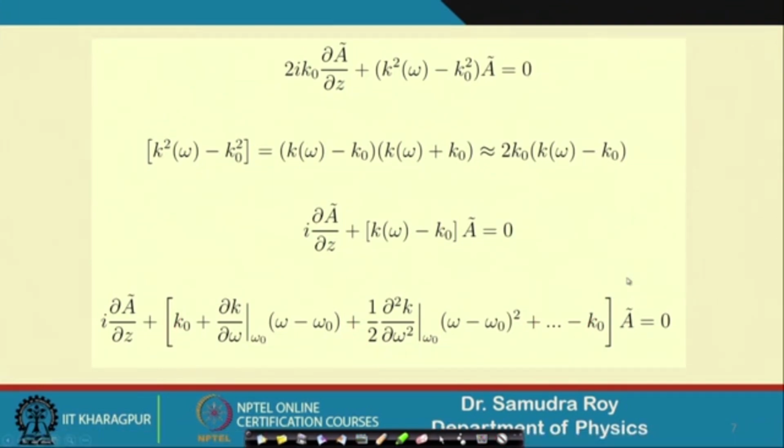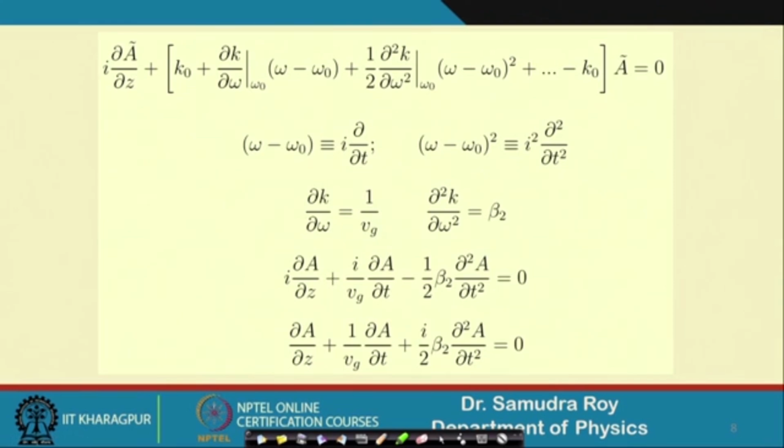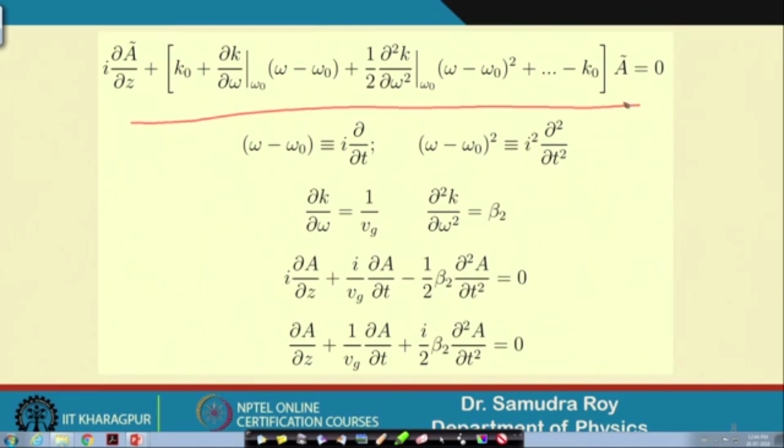Once we have this term, the next thing that is very important is that we have omega 0 and A tilde. So, everything is in frequency domain. Since everything is in frequency domain here, we can transform this into time domain, which we can do very easily by just replacing this operator with i del t and these things with this.